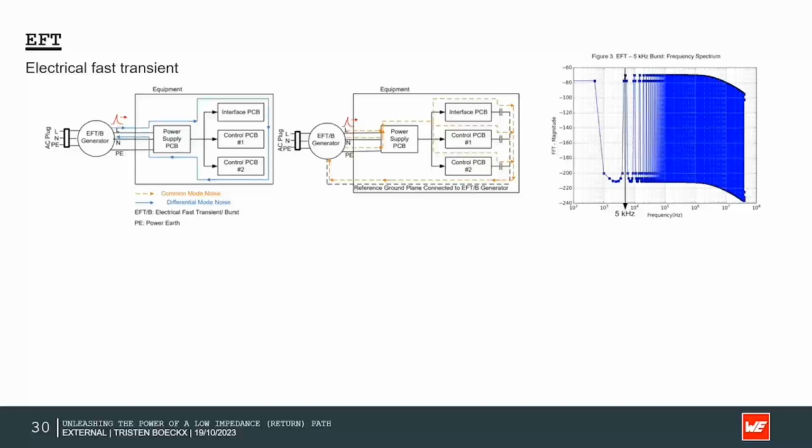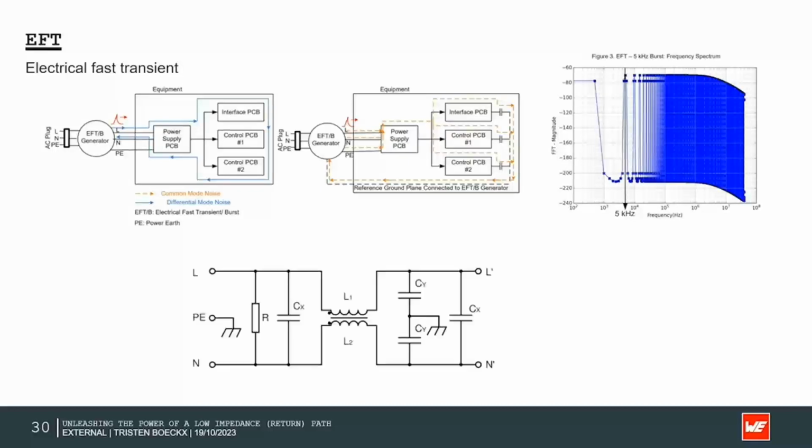If we then look at the EFT test setup, we can see that there are two different noises introduced. First, there is a differential mode noise introduced. This is shown with the blue arrow, the blue line. Further, there is also a common mode noise that is induced on all three lines, and that runs through a capacitive coupling using the ground plane back to the source.